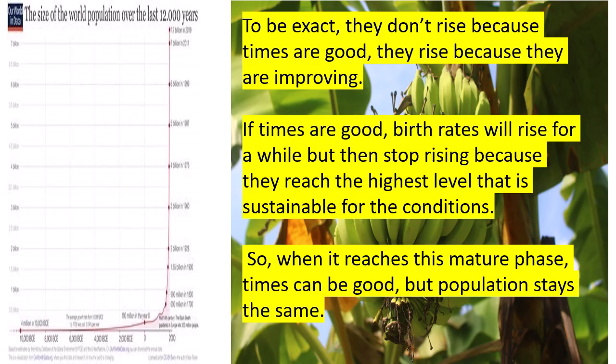To be exact, they don't rise because times are good. They rise because they are improving. If times are good, birth rates will rise for a while, but then stop rising because they reach the highest level that is sustainable for the conditions. So when it reaches this mature phase, times can be good, but population stays the same.